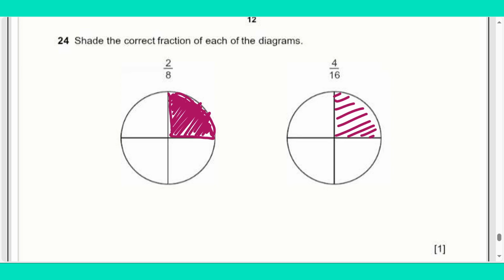So how does it work? So we simplify this one by dividing: 2 divided by 2 is 1 and 8 divided by 2 is 4, so 1 over 4. So we shade 1 out of 4 here, and 4 over 16 the same. We divide this one by 4, so 4 divided by 4 is 1, 16 divided by 4 is 4, so 1 out of 4.